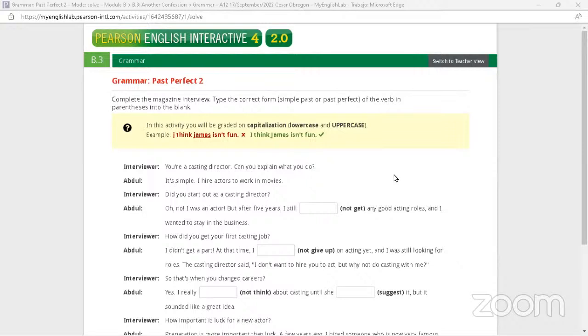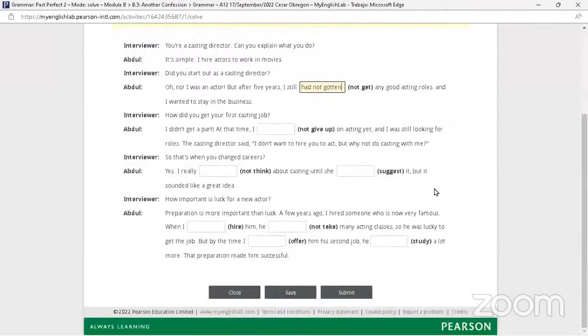Okay, I still had not got. Okay, what's the past perfect of get? Past participle, I'm sorry. The past participle is got. Oh okay, sorry.